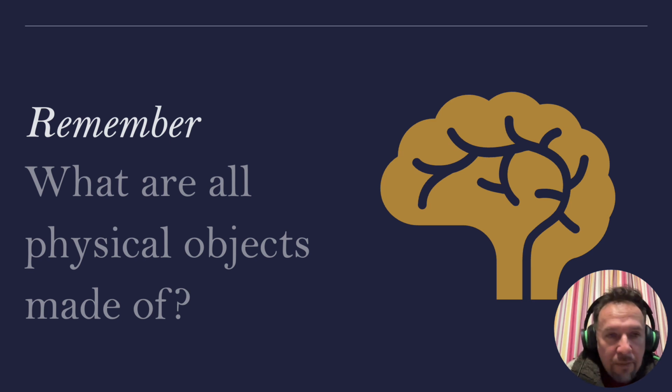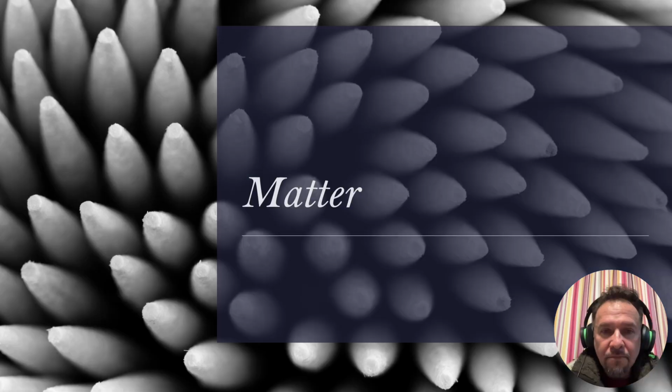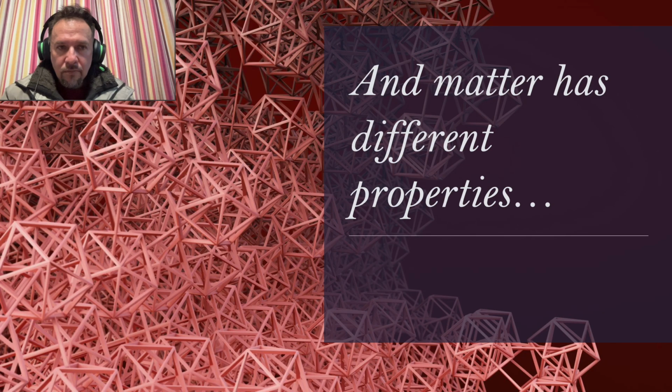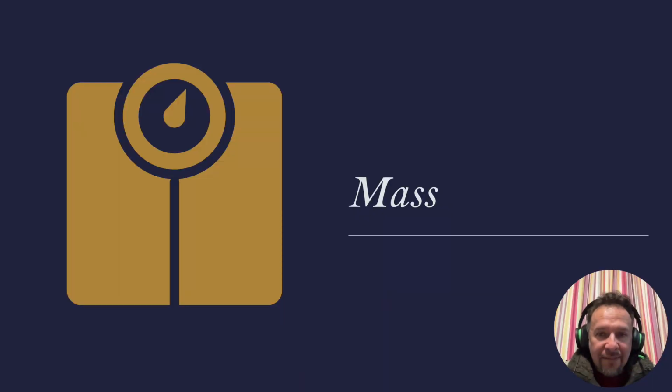Okay, now let's remember some basics. What are all physical objects made of? Perhaps you gave different kinds of answers, but perhaps we can all agree that all physical things are made of matter, right? And matter has different properties such as volume, odor, color, etc. But the property we are going to pay attention to today is... That's right, mass. So we can say that mass is a property of all physical objects, and we can just define it as how much stuff the object has.